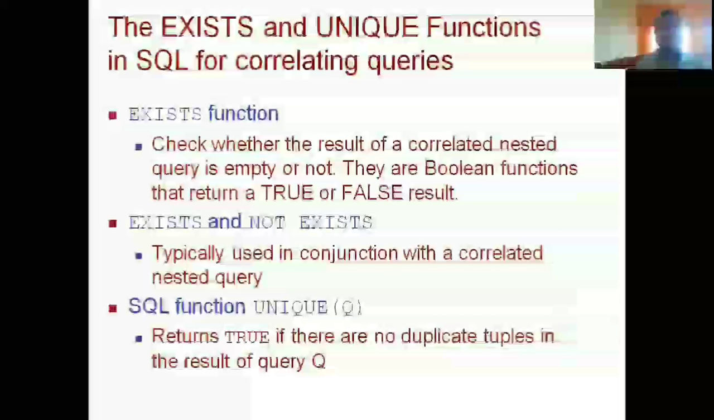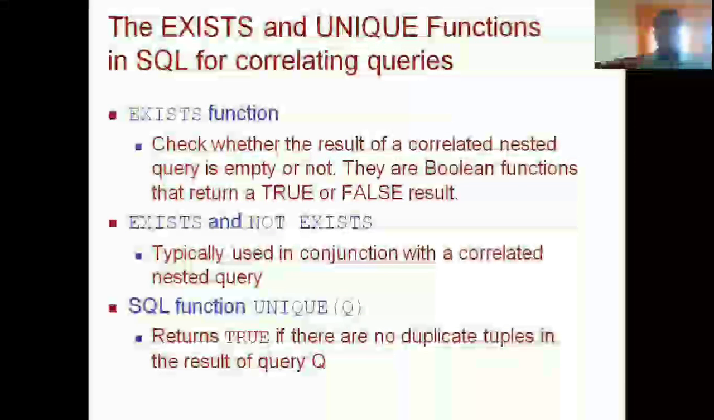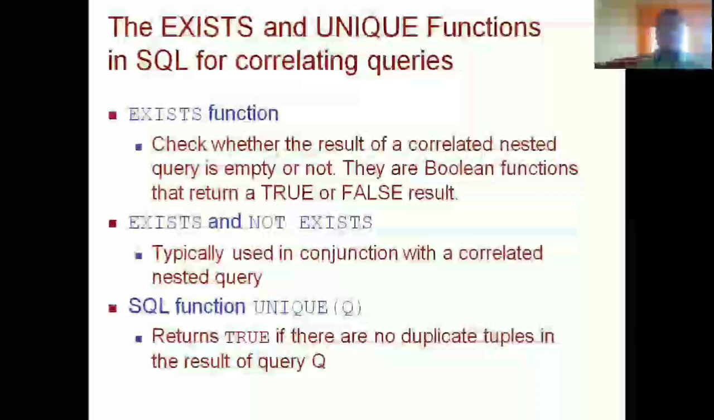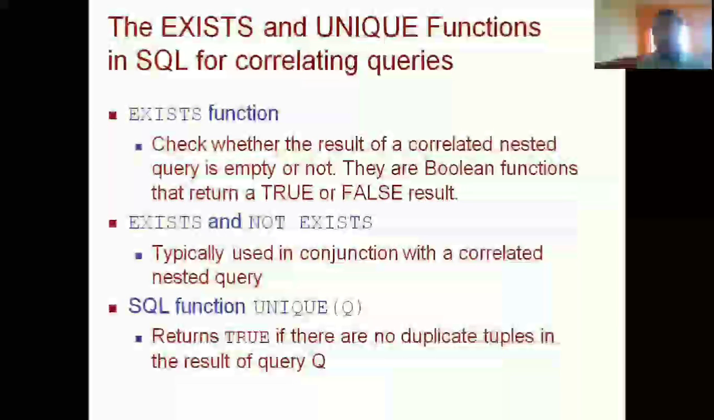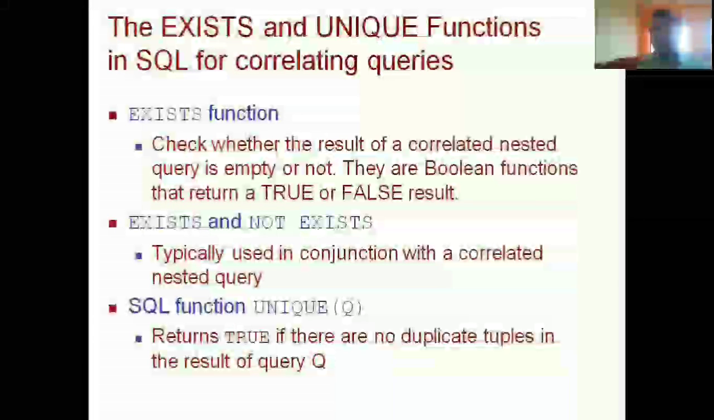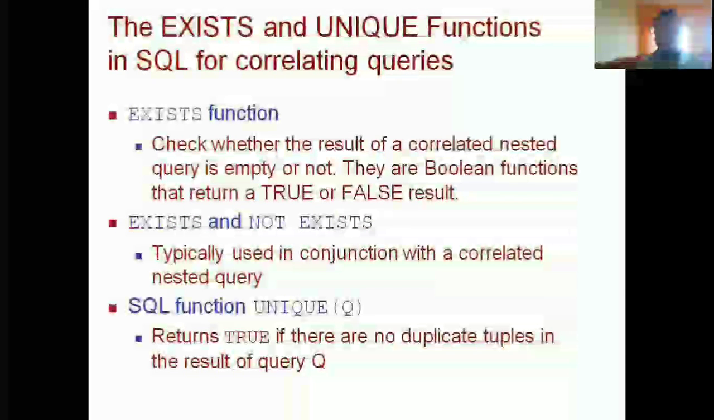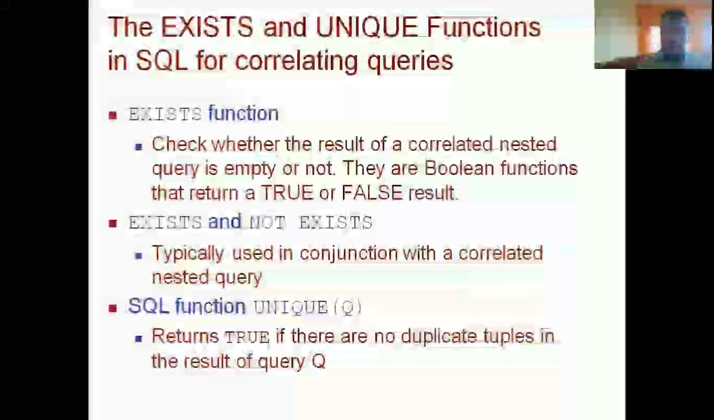Unique functions in SQL for correlated queries. EXISTS means checking whether the result of a correlated nested query is empty or not, which means you have to identify particular data or information which is inserted in the table.